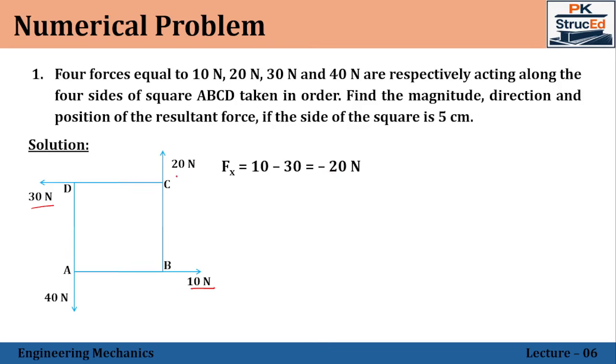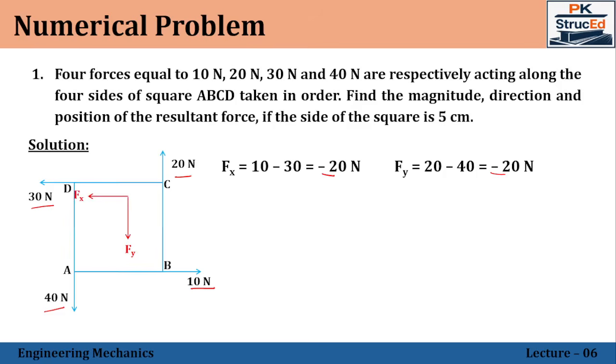Similarly, in the y direction we have 20 and 40. 20 is acting upwards, 40 is acting downwards. So Fy will be 20 minus 40, which is minus 20. Since both the components are negative, the x component will be towards the left side and the y component will be downwards. Let me draw the diagram like this.